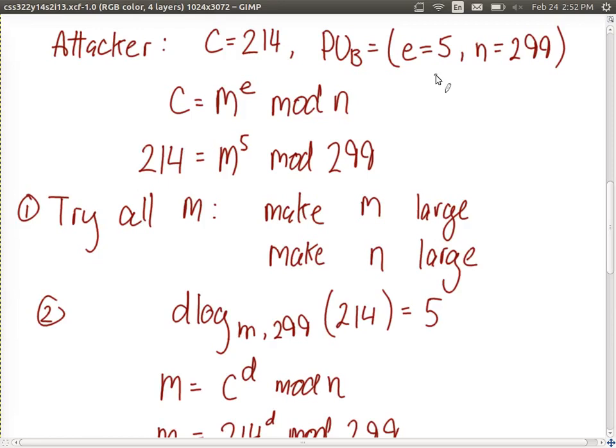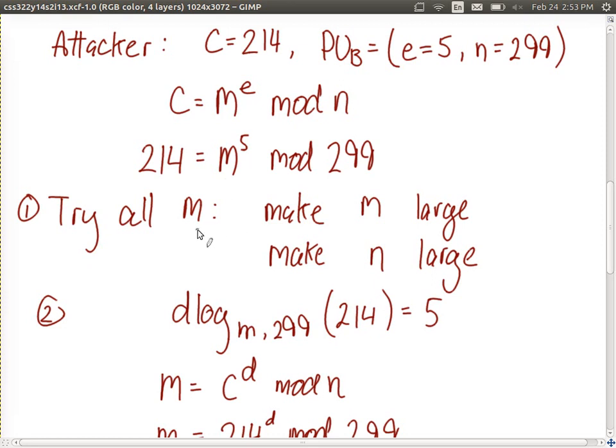The first approach we have tried as the attacker is we also know the algorithm. So we know this equation, C equals m to the power of E mod n. We know 3 of the variables in that equation. So the challenge for the attacker is to solve the equation, rearrange and find m. 2 different approaches to find m.